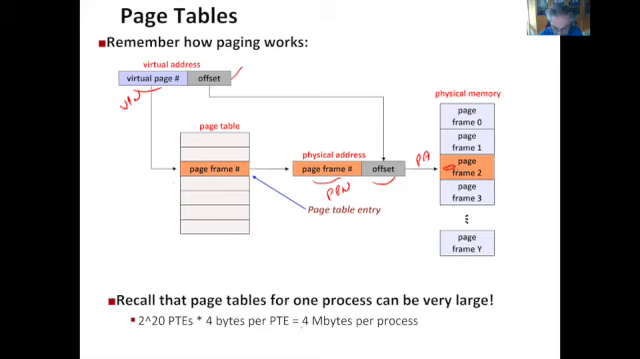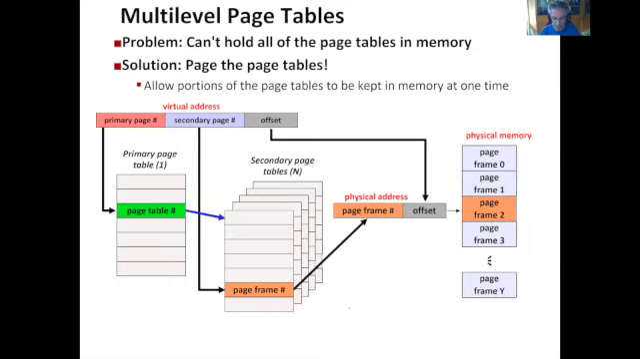Okay, and in the examples that we have done, we said that this will cost 4 megabytes per process, which is fairly large. Now, one way to minimize our usage is to split this into multiple levels. Given this virtual address, this is the offset that we set aside, and in the virtual address we split this into two parts: VPN 1, virtual page number 1, and virtual page number 2. They can be the same size or different size, it doesn't matter.